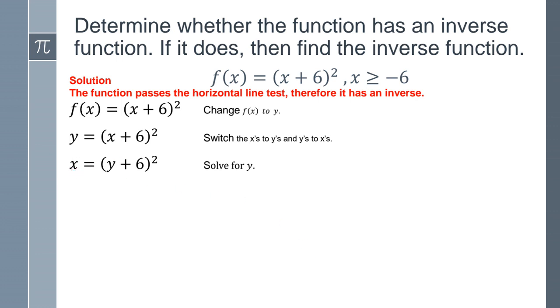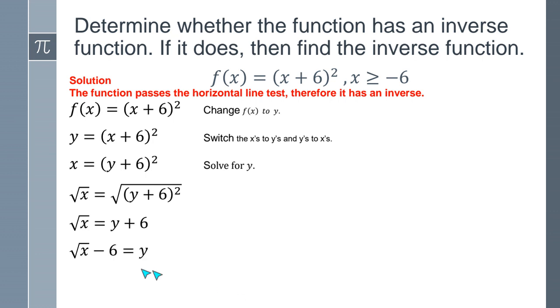And then we need to solve for y. To solve for y, I'm going to take the square root on both sides. The square root and the power of 2 become a 1, or like some people like to say, they cancel out. So we get y plus 6 is equal to the square root of x. Subtract the 6, and this is going to be what we have left. The last step is to change your y to f inverse of x. And so our result here is f inverse of x is equal to the square root of x minus 6.